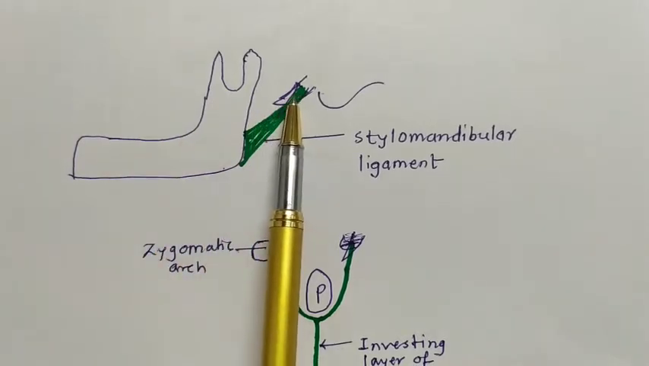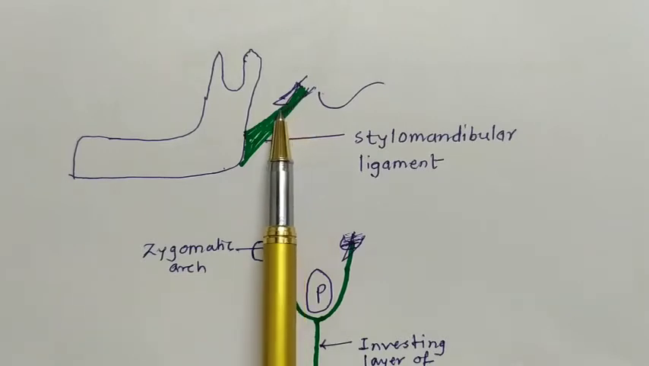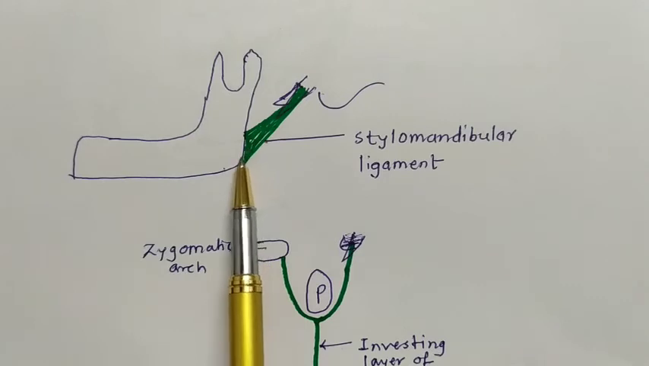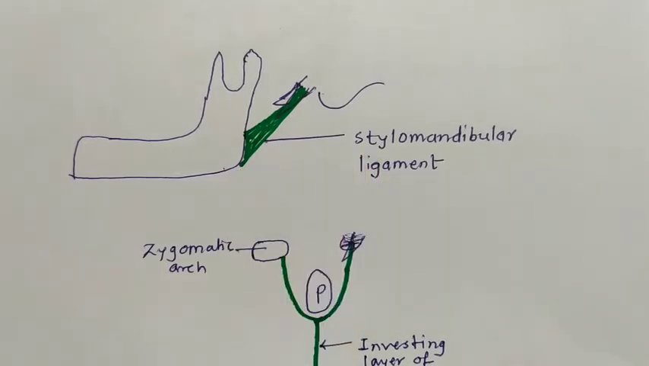The lateral surface of styloid process gives attachment to stylomandibular ligament, and below it is attached to the angle of mandible and posterior border of ramus of mandible. This stylomandibular ligament is nothing but the thickening of the deep lamella of parotid capsule, which is derived from the investing layer of deep cervical fascia.